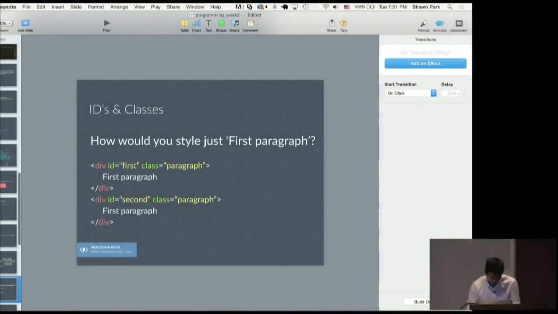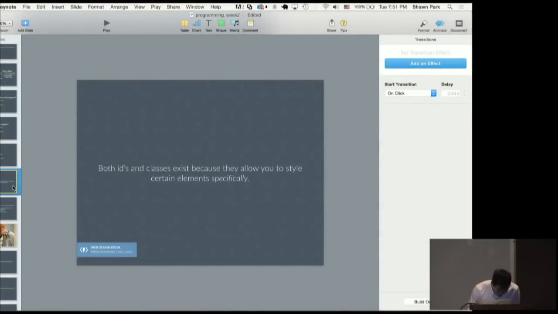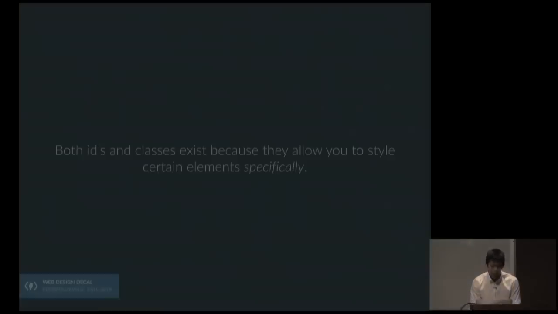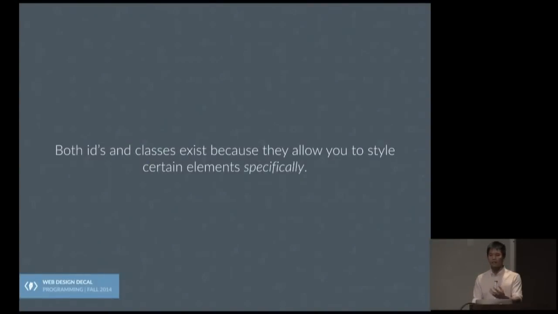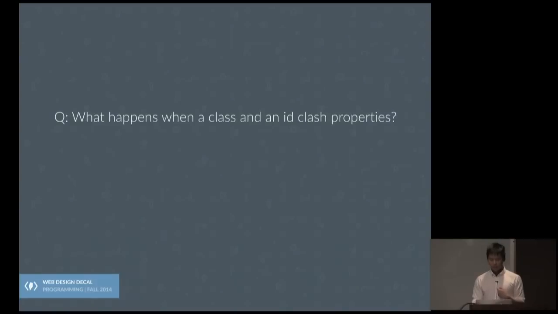Let me see here. So real quick, I'm just going to end real soon. But basically, they allow us to be a bit more particular than just saying the whole body should have these rules. IDs and classes will help you out with those. And I'll probably talk a little bit more about this next week in case this is still confusing. But there's also the fundamental question, what happens when an ID and a class clash in terms of their properties? Like, what if one of them says the text color should be white and the other one says orange? Who wins out?